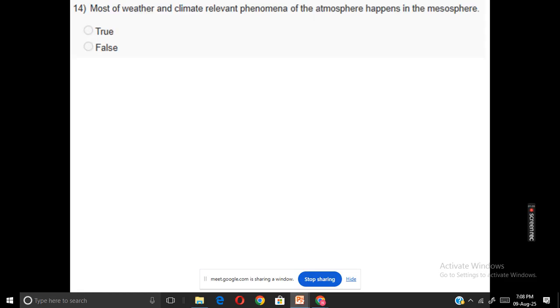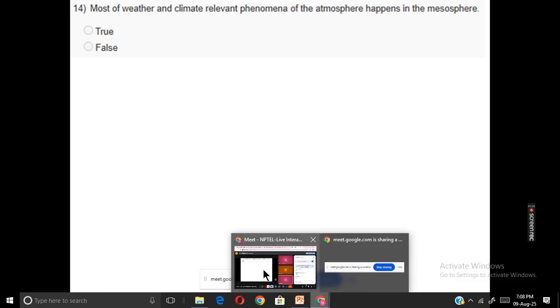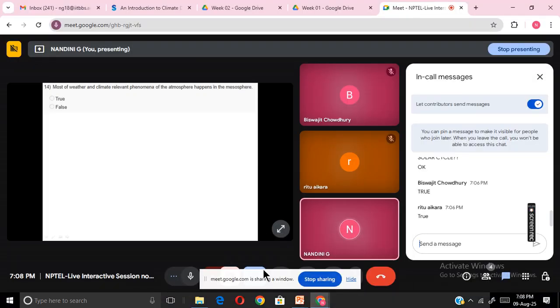Now, most of the weather and climate relevant phenomena of the atmosphere happen in the mesosphere. The mesosphere is one of the top layers of the atmosphere. Does any weather or climate related phenomena happen in the mesosphere?